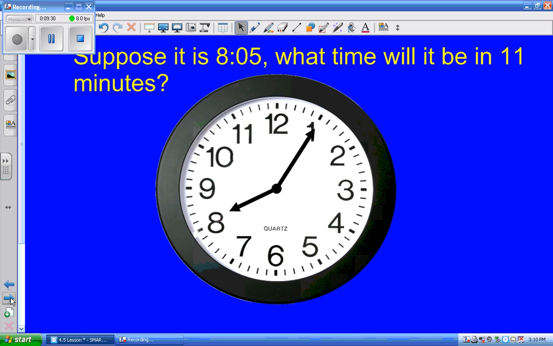All right, turn the clock. Suppose it's 8:05. What time will it be in 11 minutes? 8:05, what time will it be in 11 minutes? Okay, Caitlin. 8:16. How did you get that? Because you just add 10 to 5 and then plus 1. There you go. So what you're saying is that you took 8:05 and you added 11 to it, and you got 16. Okay, stop a second. Oh, my smart board stopped working.